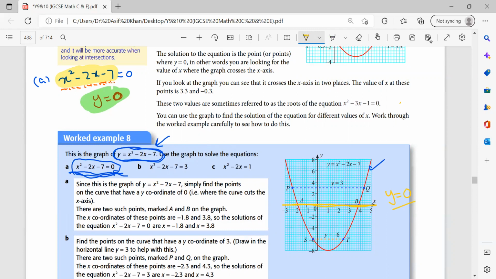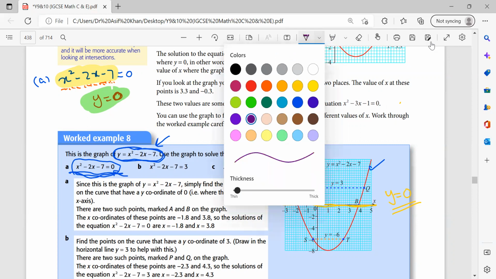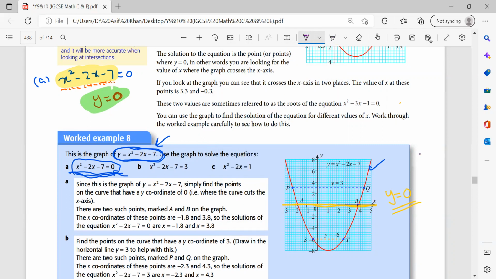So we will draw this line, y is equal to 0. Now we will check where this line is going to cut our given graph. It is cutting at this point and at that point, at these 2 points. So these 2 points are the solution or answer of this equation.